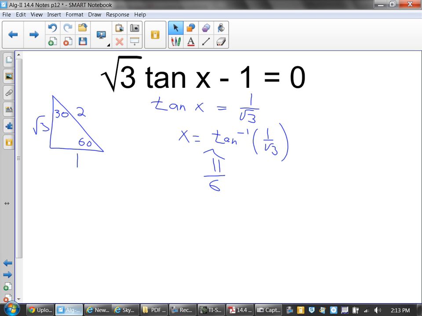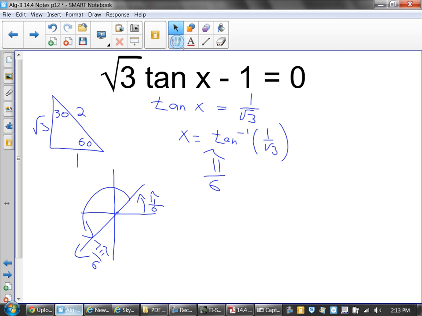This tangent problem is positive. Do we agree? Tangent is positive within which 2 quadrants? 1 and 3. Good. So if this is pi over 6 for the reference angle in the first quadrant, what is the angle, therefore, in the third quadrant? Very good. What did you do to get to it? What did you do to get to here? You added pi. Does everybody see that?